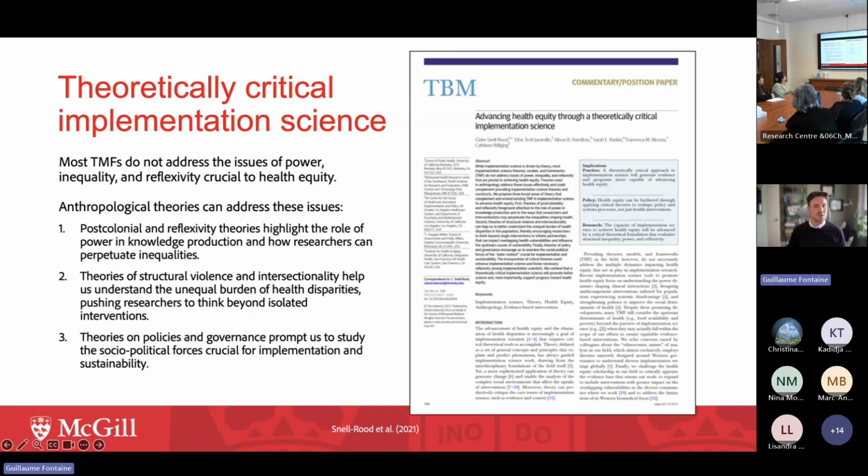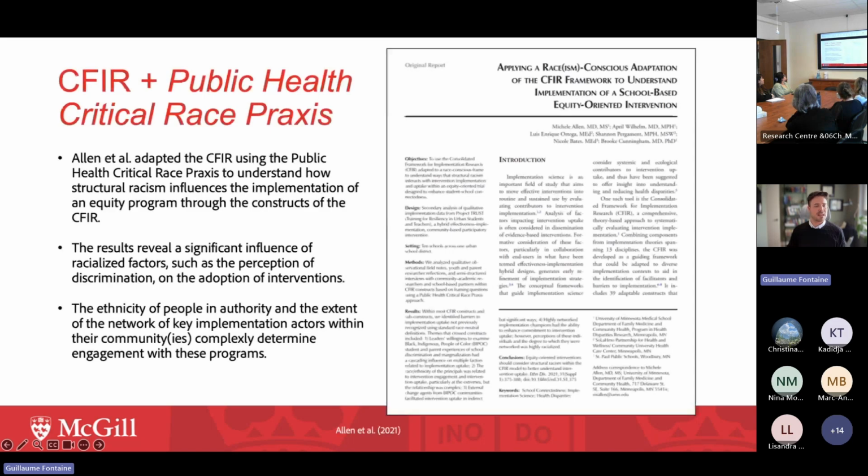They talk about a wide range of theoretical approaches. Some of the examples that they outline, for example, is the CFIR, the framework that I just mentioned to look at the barriers at different levels. But this group of investigators and authors adapted the CFIR by adding a public health critical race praxis in the framework. And really, their research revealed a significant influence of racialized factors, such as the perception of discrimination, on the adoption of interventions. So by adopting this new lens, they were able to uncover additional factors that influence whether or not people will engage with care.